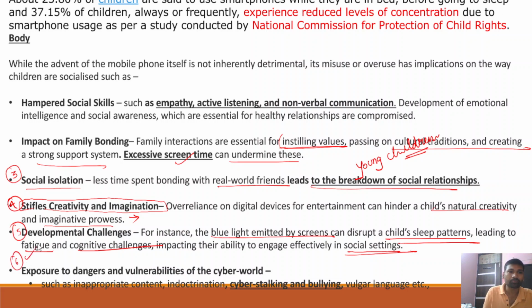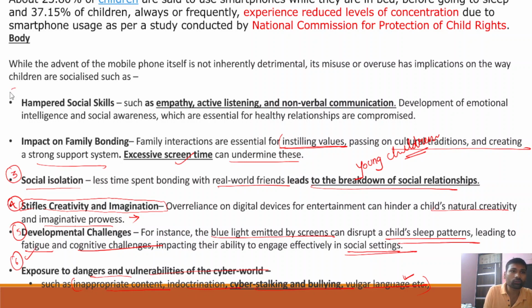Further, the sixth most possible reason would be exposure to dangers and vulnerabilities of the cyber world. Now, due to the explosion of technology and increasing access to mobile phones, now that everything is going digital, there has been an increasing danger of cyber security crimes. So there is a huge risk to our personal data from cyber security crimes. Such as inappropriate content, indoctrination, cyber stalking, bullying, vulgar language. This is one of the major problems, and young students and young girls are being targeted through cyber stalking, bullying, indoctrination, and inappropriate content.